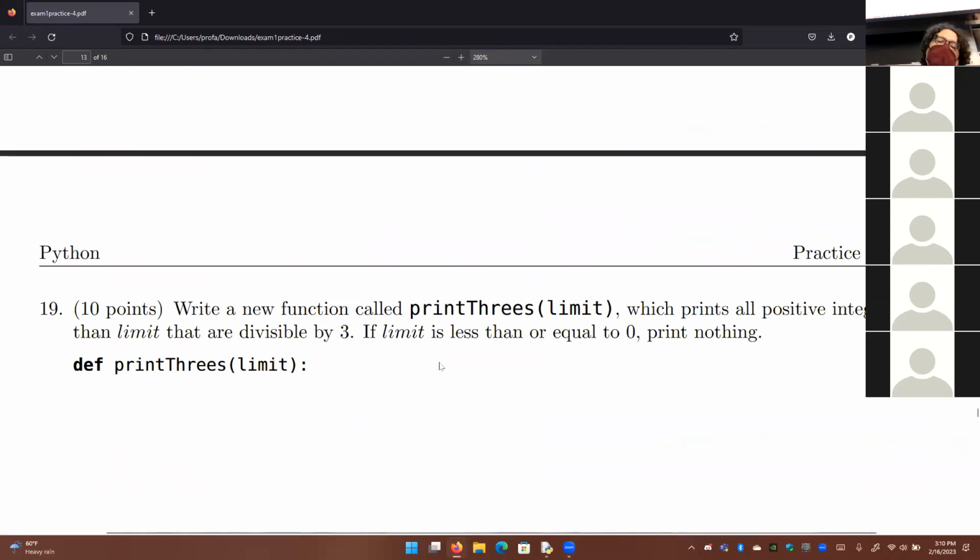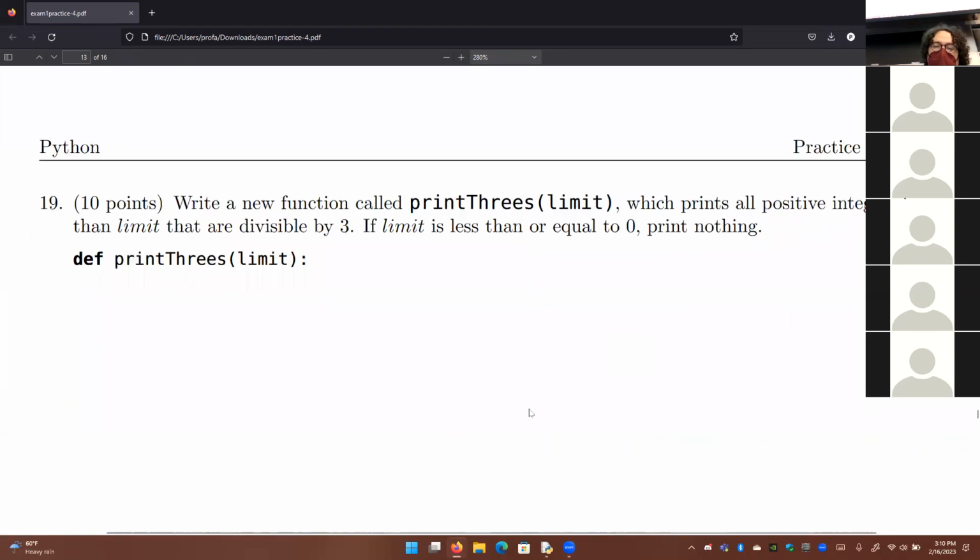All right, let's write a new function called print_threes(limit), which prints all the positive integers less than limit that are divisible by 3. If limit is less than or equal to 0, print nothing. So we can solve this with a fairly straightforward for loop.